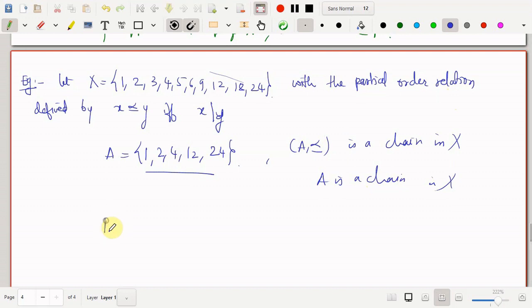If I choose, say, A1 as 1, 2, 3, 5, 6, 9, 12, this is not a chain. Clear reason? Because if I restrict the relation on this, then it is not a total order relation.